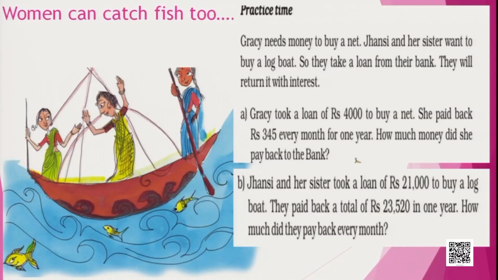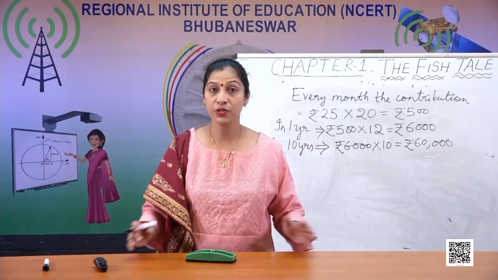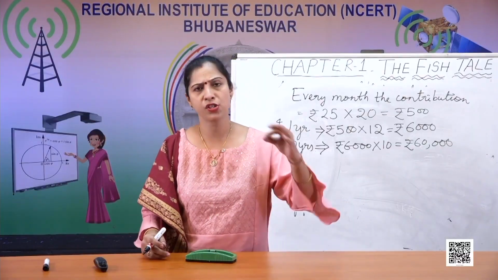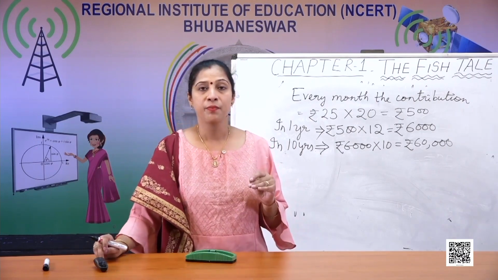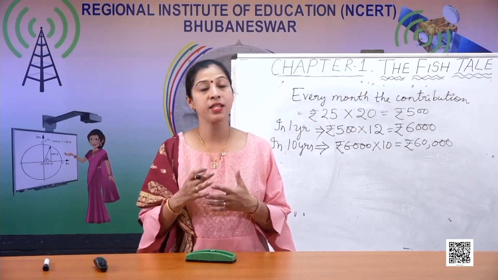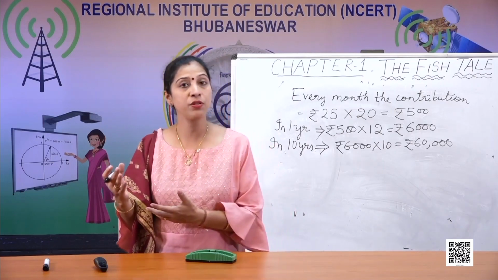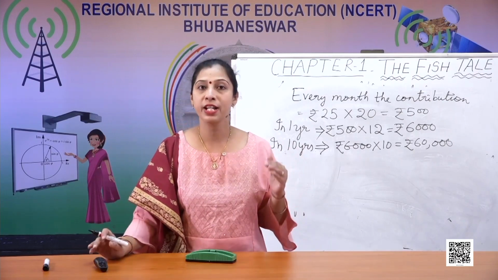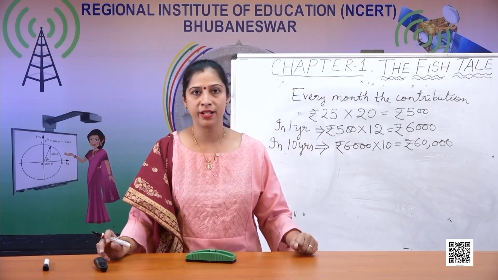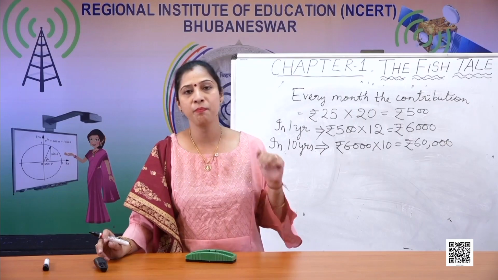Anytime we take a loan from the bank, we have to return it with an amount of extra money. That is called interest. For example, if you take 100 rupees, when you are giving it back to the bank, maybe we have to give 110 rupees or 115 rupees, depending on the interest rate. That is decided by the bank.